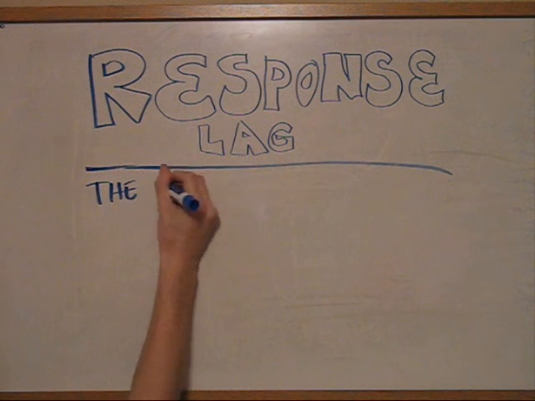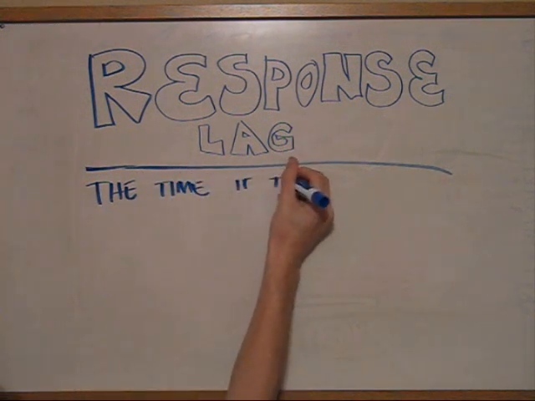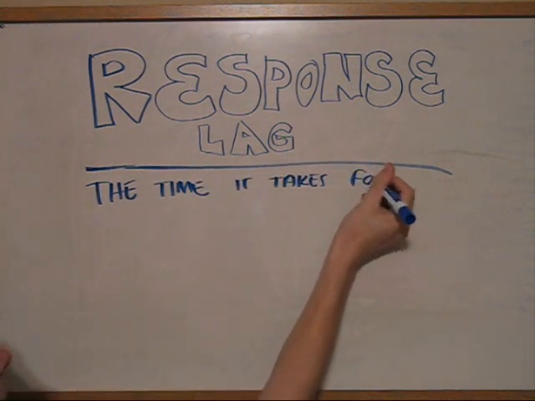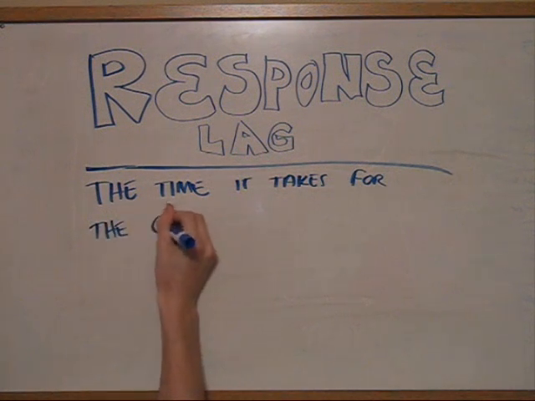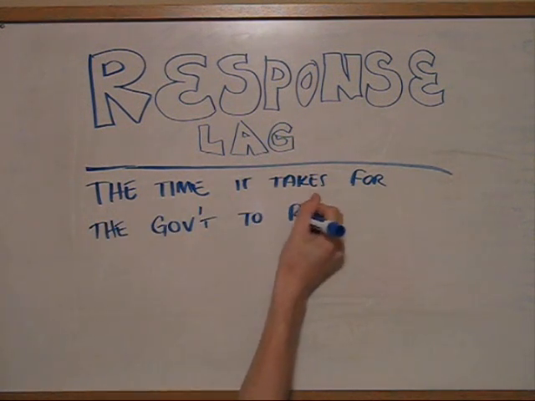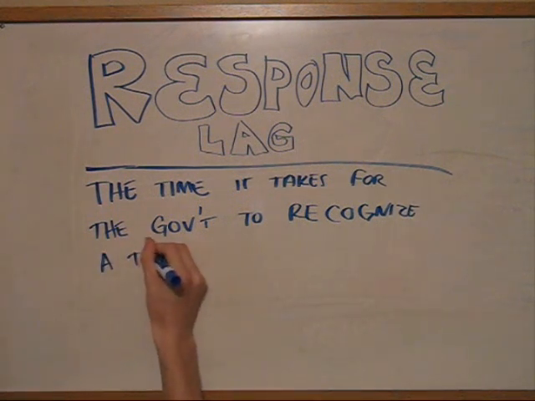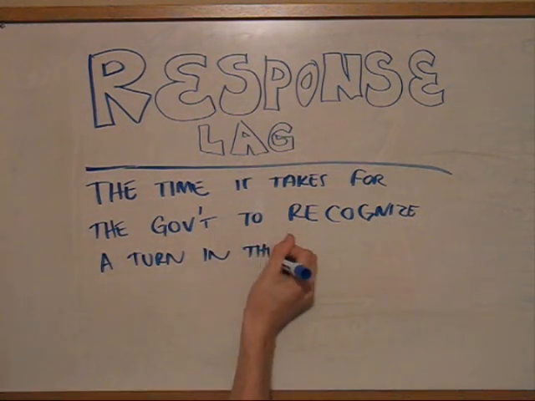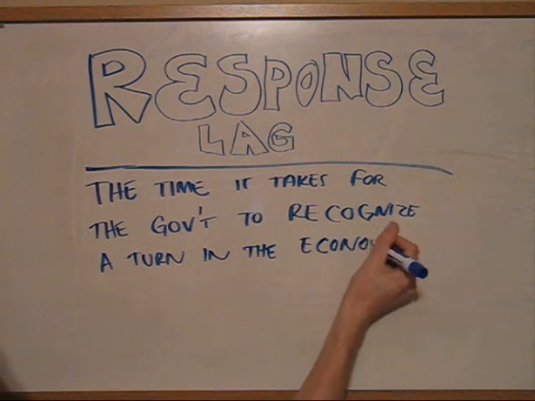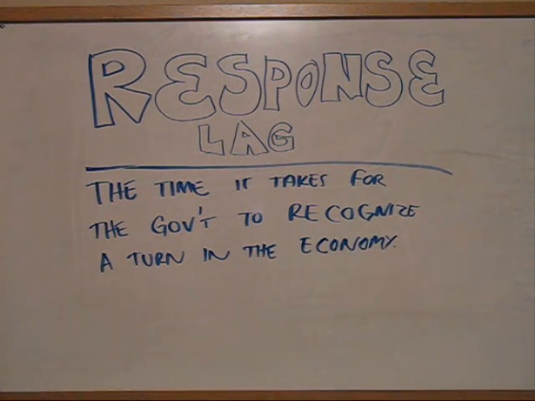So let's look into some reasons why the government can't accomplish this. The very first reason is called the response lag. This is simply put the time it takes for the government to even recognize that we've begun a recession. You see, with all the complex census bureaus and such, it takes somewhere between 3 and 6 months for the government to even recognize that there's been a turn in the economy.